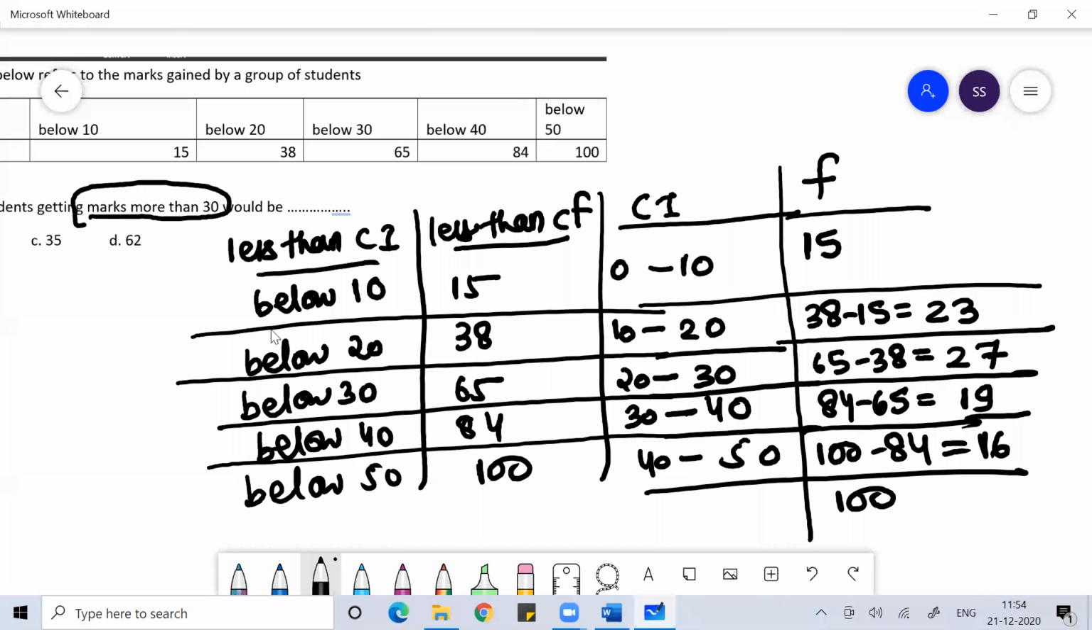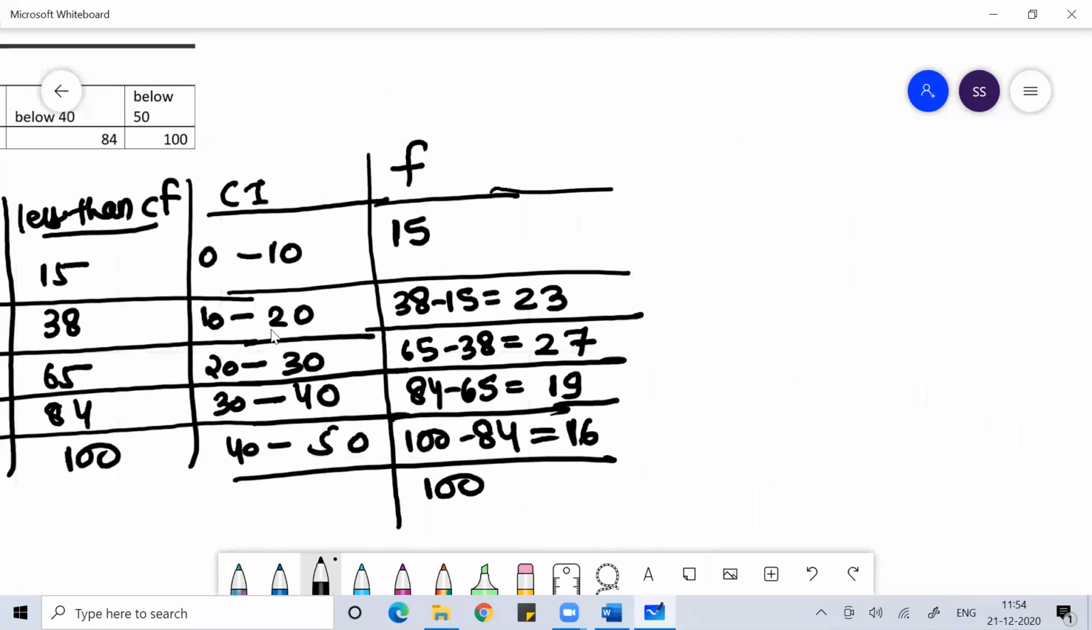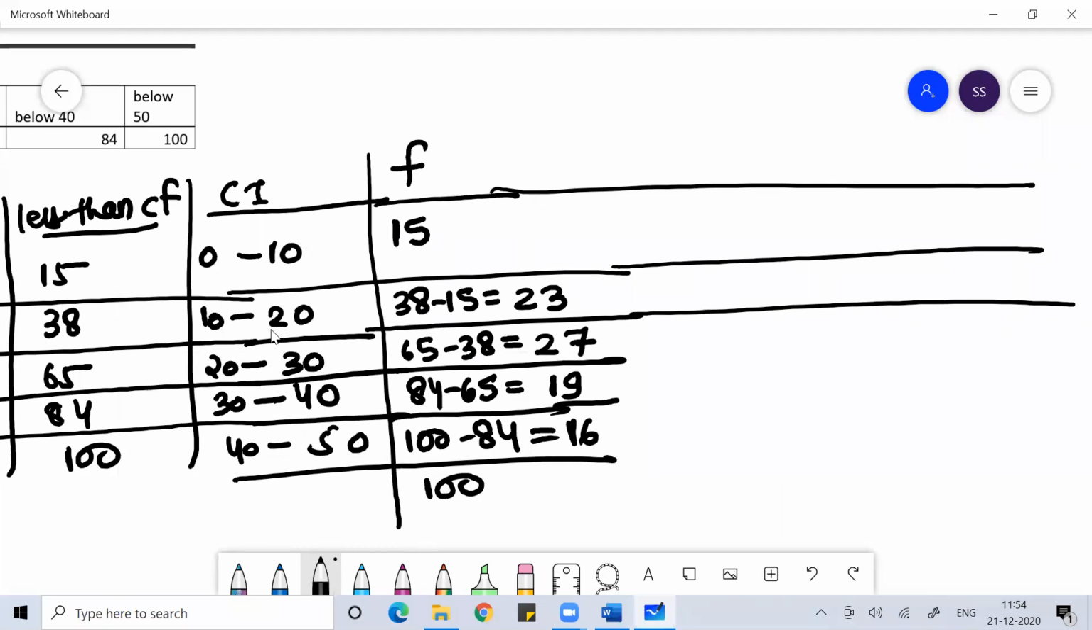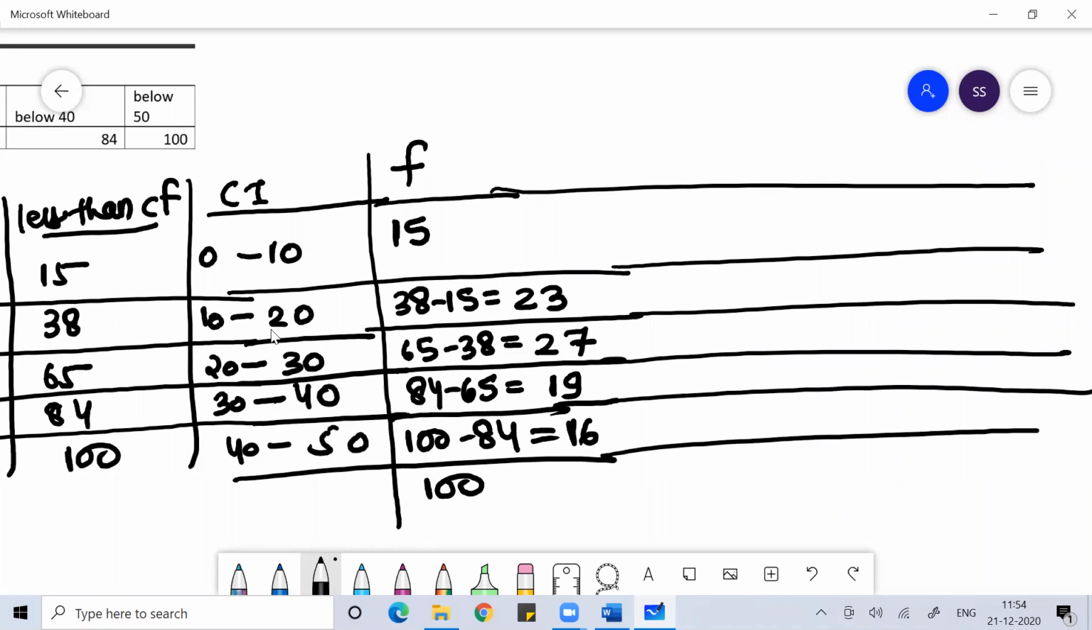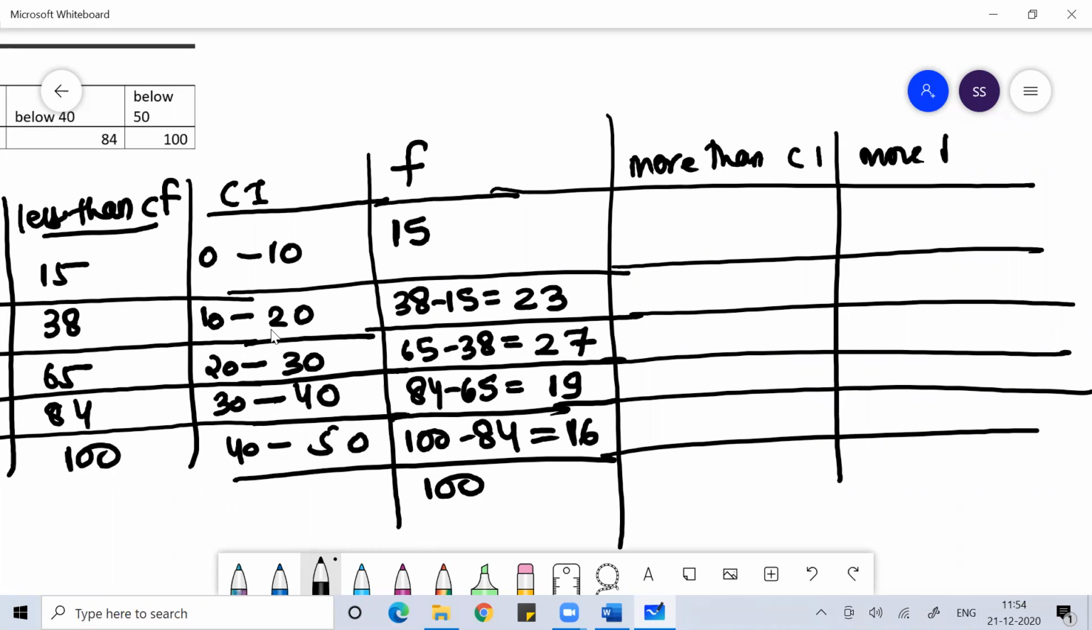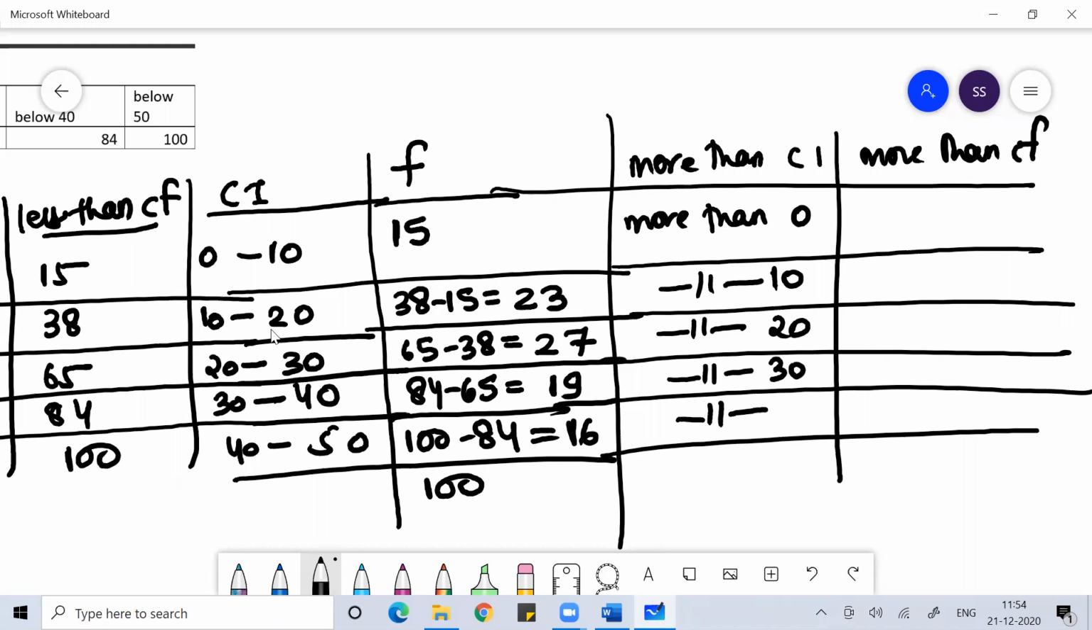So this you wrote in the form of normal class interval with normal frequency. Once you write them in that form, then the same thing you can write as more than class interval with more than cumulative frequency. If you write them in that form, then we always use the lower limit. So you write more than 0, then more than 10, more than 20, more than 30, more than 40.